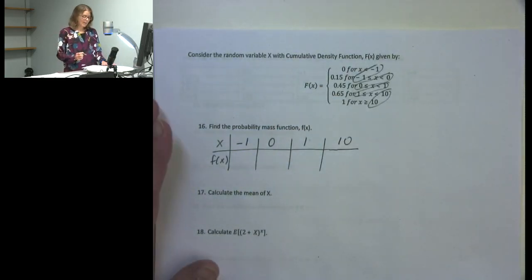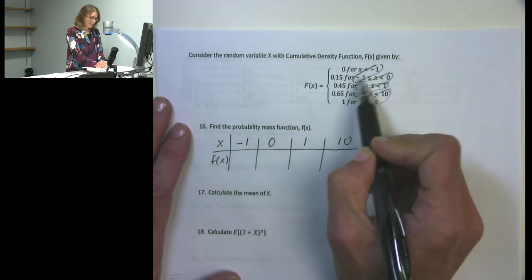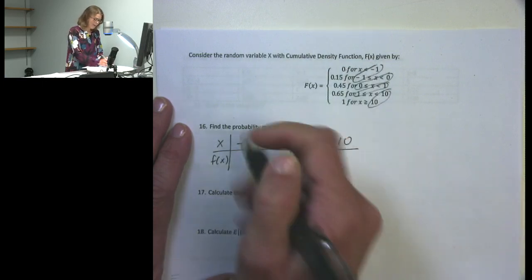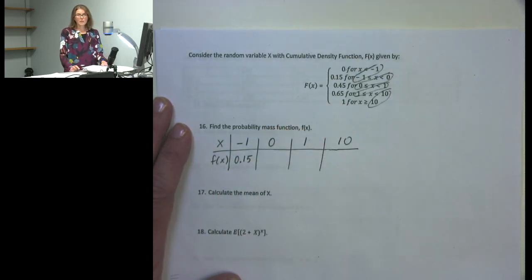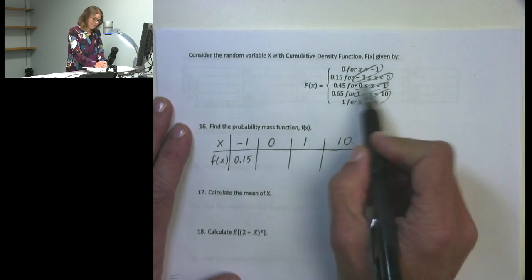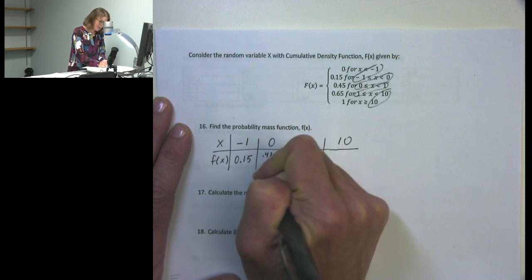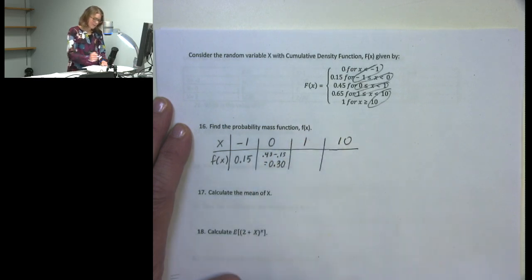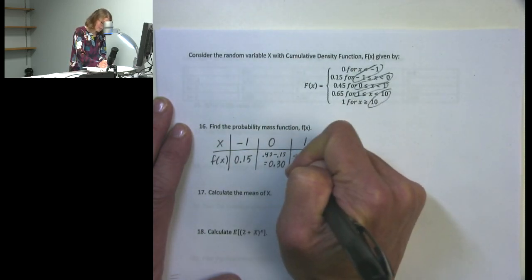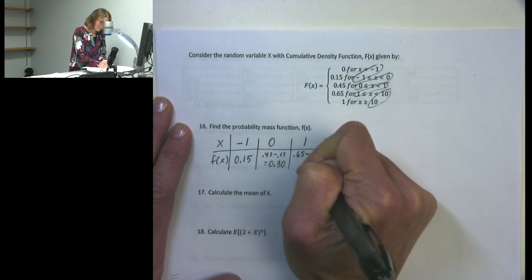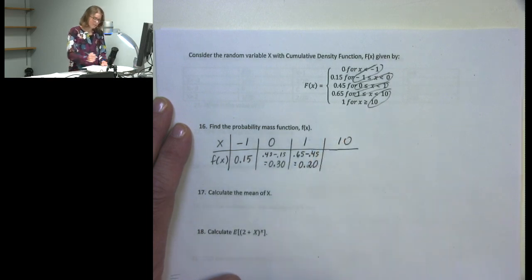And the probability that x takes each of the values is the size of the step at each point. So here at -1, the step goes from 0 to 0.15. So the size of the step is 0.15, and that's the probability that x takes on the value -1. At 0, the size of the step is 0.45 minus 0.15, which is 0.30, so that's the probability that x equals 0. And similarly, at 1, the step is from 0.45 to 0.65, so the difference in those is the size of the step, 0.20.